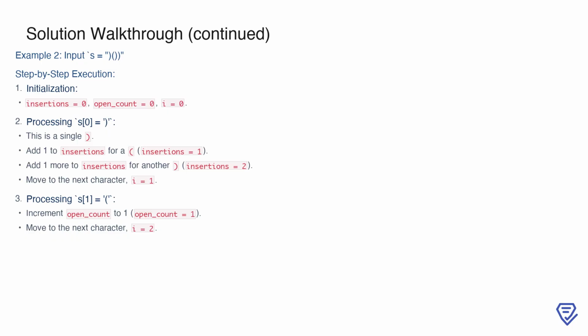Additionally, this single itself needs another closing parenthesis to form a complete pair, so we increment insertions by 1 again, bringing the total to 2. We then move to the next character. At S1, we encounter an opening parenthesis. We increase open_count by 1 to indicate that we now have 1 unmatched opening parenthesis. With this, we continue to the next part of the string.